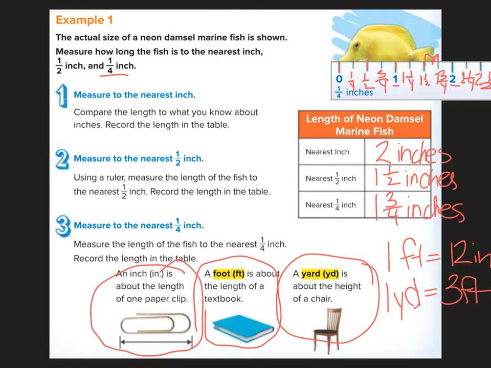So here's the tricky thing about customary. It's all different numbers, right? Like there's 12 inches in 1 foot, and then there's 3 feet in 1 yard. So there's 36 inches in 1 yard, and there's 5,280 feet in 1 mile. Like there's all these random numbers. You'll notice when we studied the metric system how much easier it is. So anyways, let's keep working.